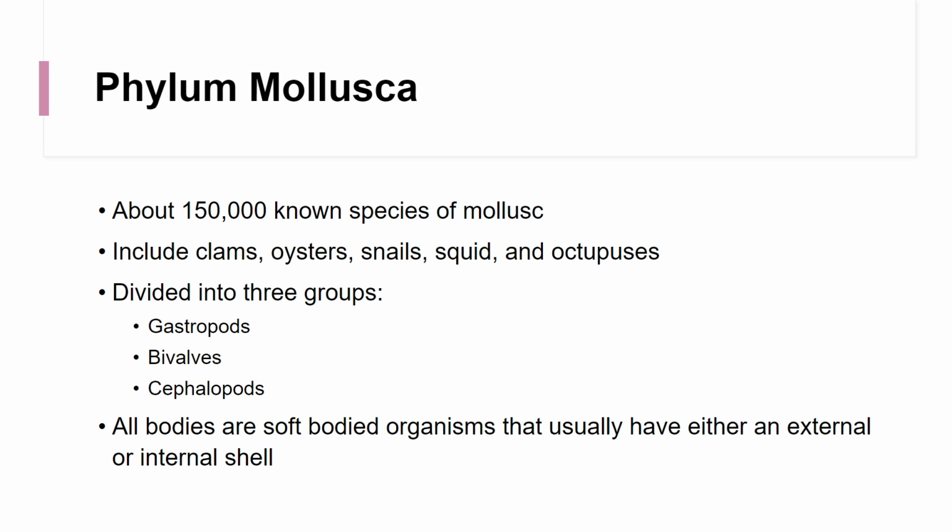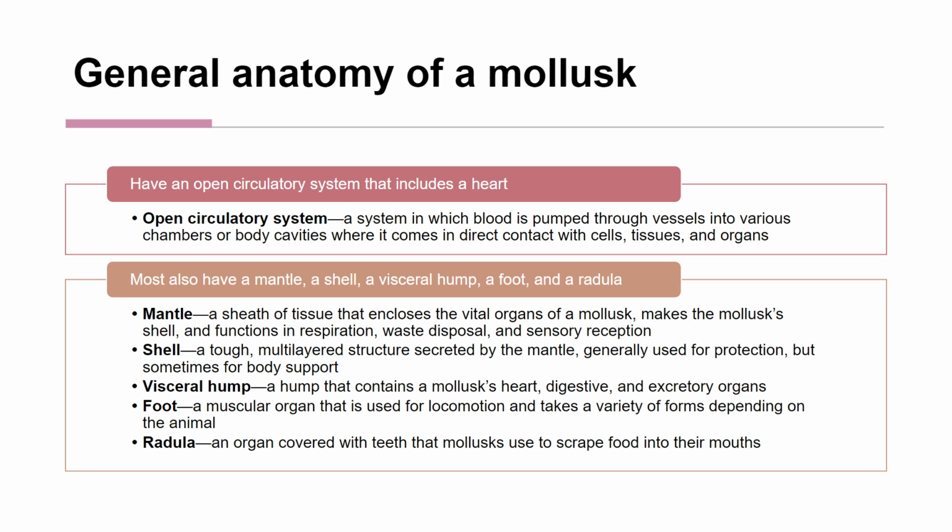And then phylum Mollusca. So moving a little bit away from worms, we're looking at an invertebrate that now has essentially some type of shell. For the most part, these organisms are soft-bodied, but they have to have some type of shell, whether internal or external. It includes things like gastropods, bivalves, and cephalopods. They all have an open circulatory system that does include a heart. So they are not going to have a closed circulatory system, meaning they're going to have kind of open-ended vessels that bathe tissues with a fluid.